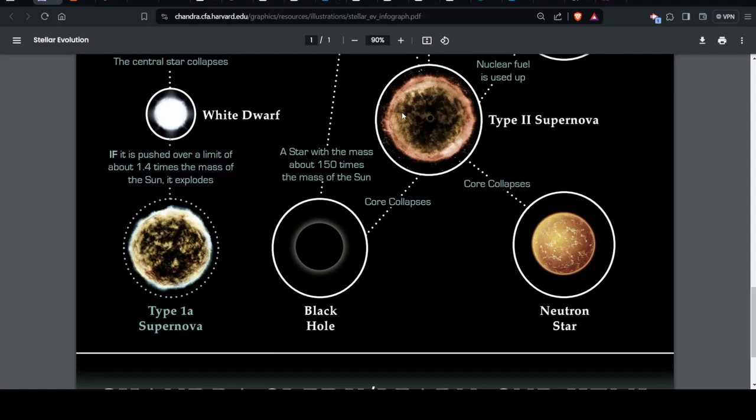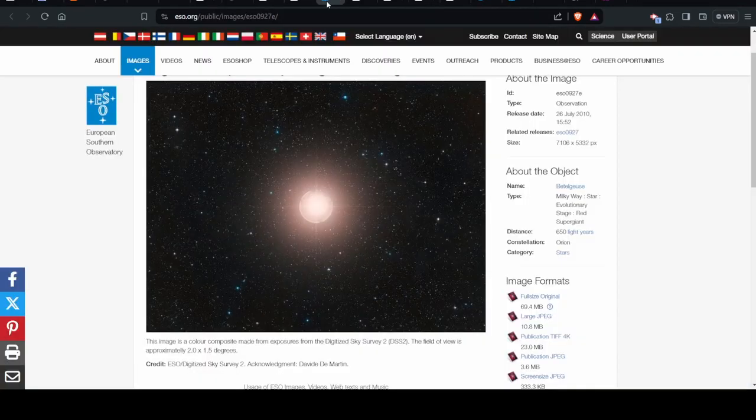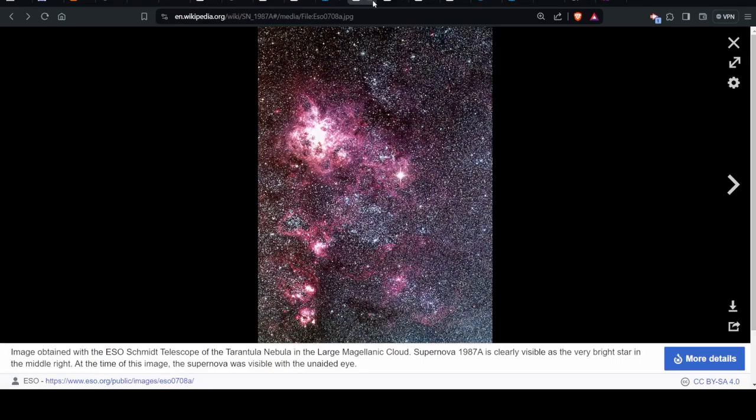So the next thing we're going to talk about here will be supernovae, since that was the main thing that got me into astronomy, was supernova 1987A. And I'll put all these links, this link to the stellar evolution chart, in the show notes. Alright, so here is, we'll get to this in a second.